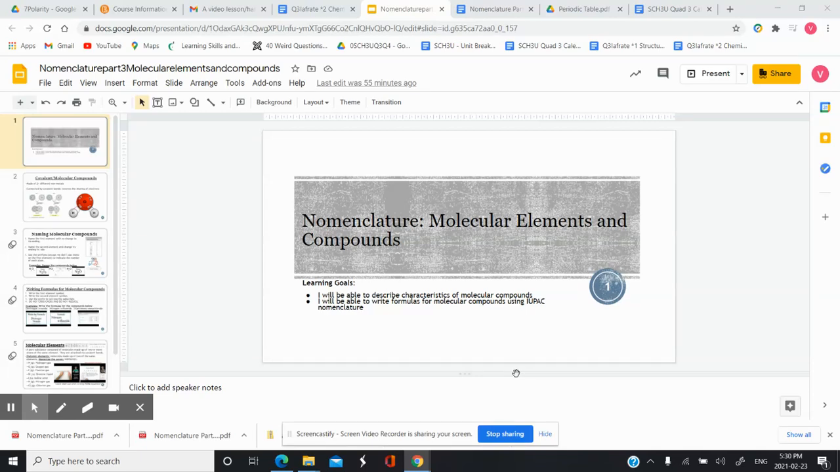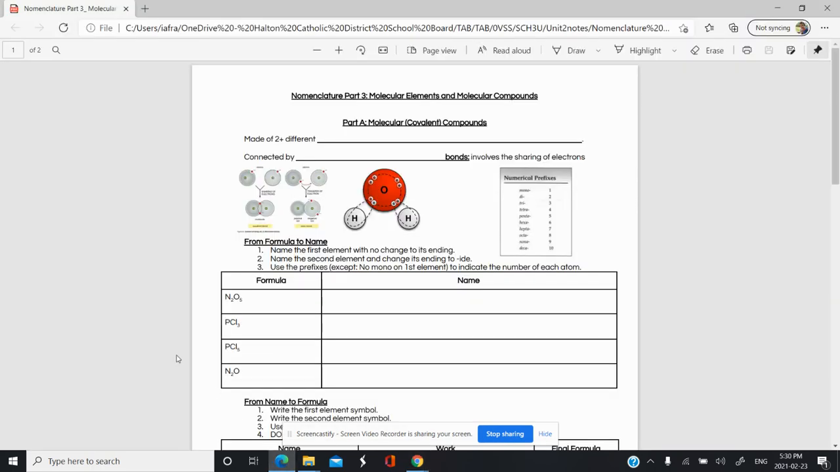In this video, we're going to name molecular elements and molecular compounds. We'll also learn how to make their formulas from their names. So a quick recap before we begin. We'll discuss molecular compounds first. We can also call molecular compounds covalent compounds.